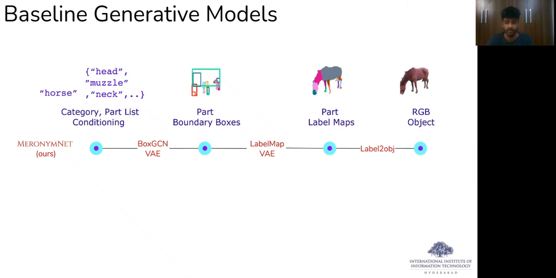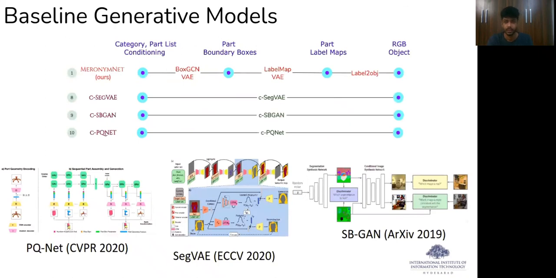No baseline generative models exist currently for direct comparison. Therefore, we designed our own baselines by repurposing existing generative architectures. The closest baselines are existing approaches which have semantic conditioning as input and output RGB images. We modify these to take category and part information as semantic conditioning input and output RGB object, as shown above.